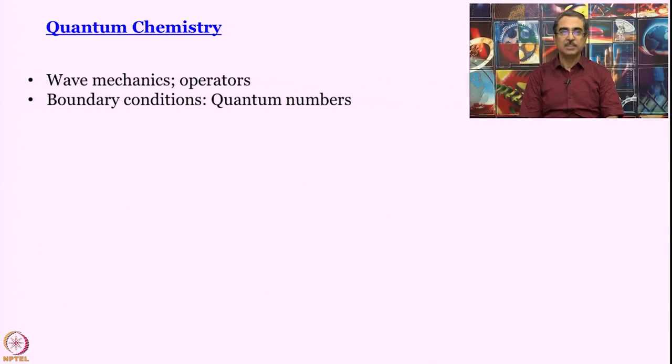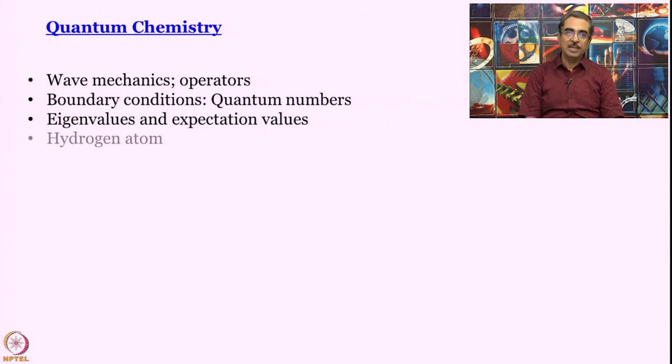Now we change gear and we start talking about molecular spectroscopy, which is an experimental technique. What we will do in this course is develop the theoretical foundation of spectroscopy. All this time we have been talking about quantum mechanics. In quantum mechanics we learnt about wave mechanics, we were introduced to operator algebra, we learnt that boundary conditions take us to quantum numbers. We learnt about eigenvalues and expectation values, which to use when.